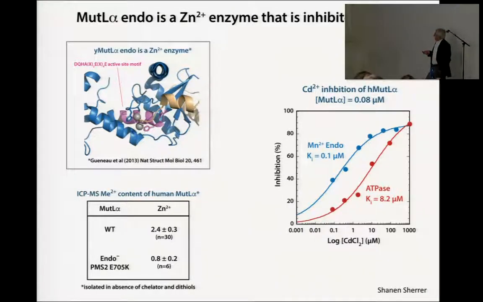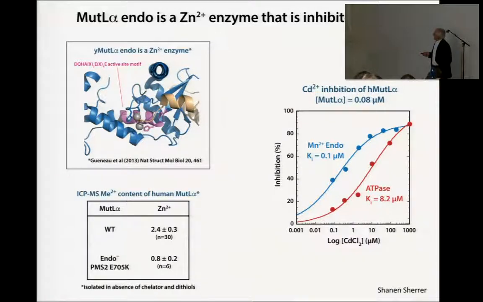But the really cool thing, as Shannon showed, is that the endonuclease function of MutLα is exquisitely sensitive to cadmium inhibition, with an apparent Ki of 100 nanomolar, comparable to the 80 nanomolar MutLα concentration used in the experiments, indicating near stoichiometric inhibition. And although not shown here, this inhibition is reversed by zinc. The Ki for inhibition of the MutLα ATPase, on the other hand, is nearly 100-fold higher, and we think that's probably a nonspecific effect, like I mentioned a moment ago.